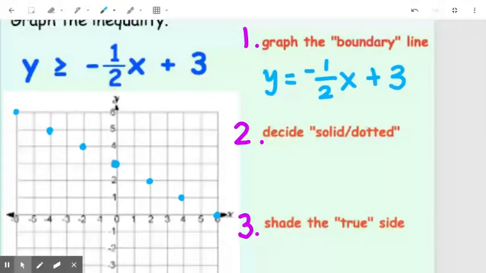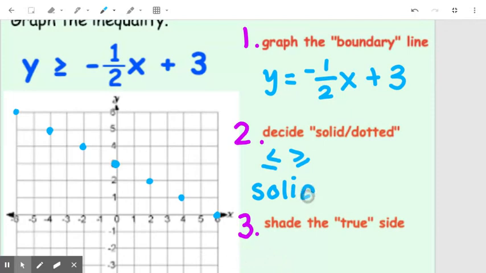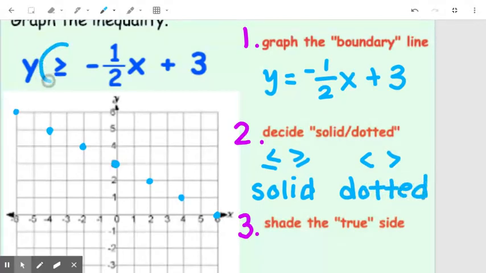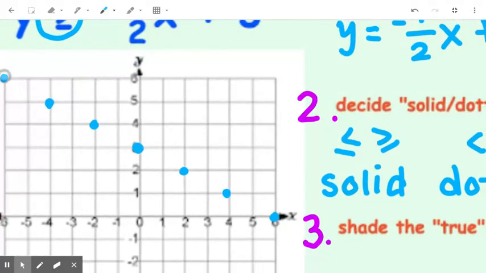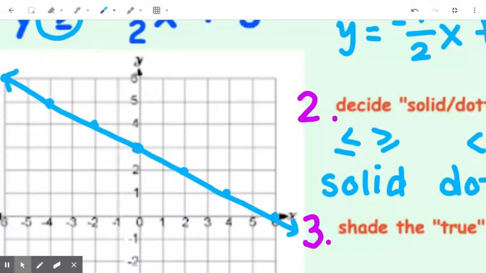The second thing I have to do is decide if this is going to be a solid line or a dotted line. So what you need to know is that if you have an equal to in your sign, you are going to have a solid line. If you just have a less than or greater than, it's going to be dotted, or we can also call that a dashed line. So in this case, because we have greater than or equal to, we are going to have a solid line. So I'm going to start by drawing that.